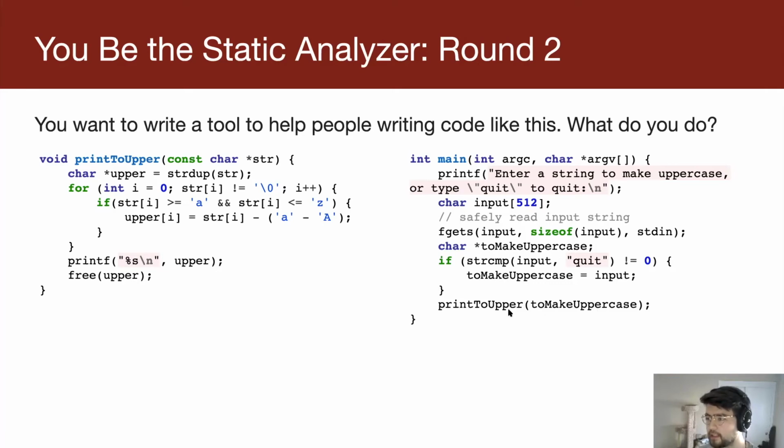Does everyone see the problem? This is uninitialized. It's potentially initialized here, and then we're passing a potentially uninitialized pointer to print to upper, which then might go and access uninitialized memory, which is really bad. So what do we do? How could we write a program that could analytically figure that out? That could just look at this code and realize, hey, this variable here might not be initialized.